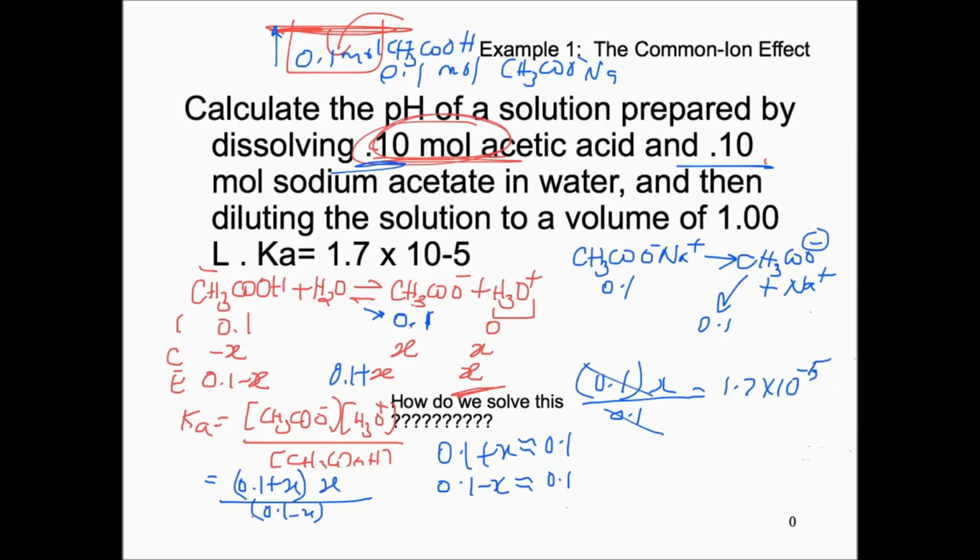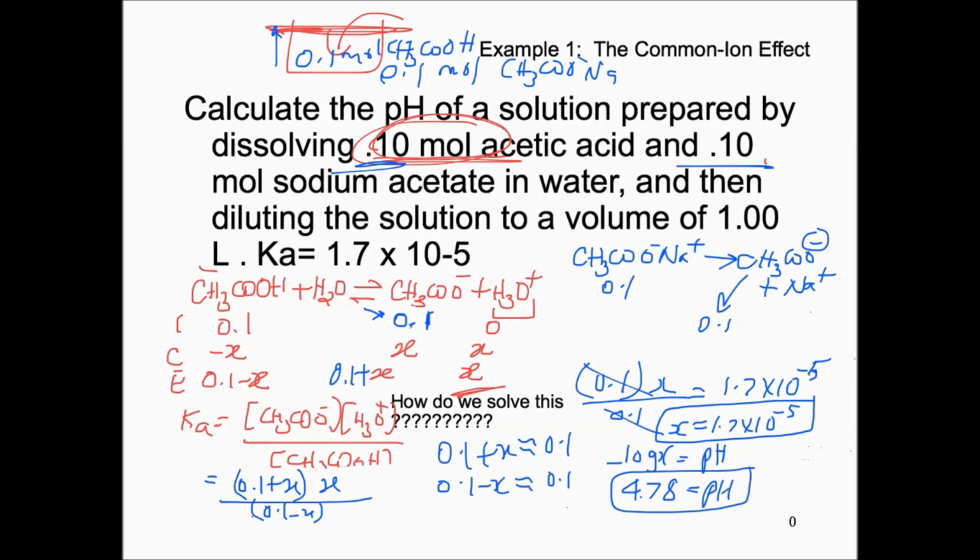0.1 and 0.1 cancel off, and the value of x comes out to be 1.7 times 10 to the negative 5th. And when you take a negative log of this, that will give you the pH. So if you take a negative log of 1.7 times 10 to the negative 5th, that value comes out to be 4.78 on my calculator. We were at 2.88. We got 4.78.